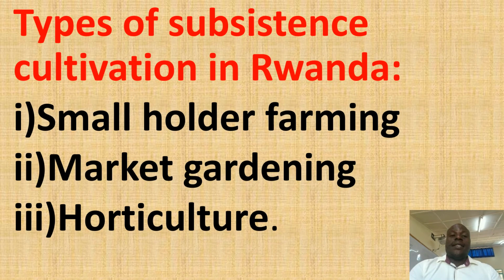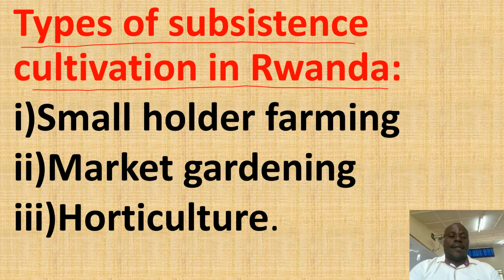Okay, class. In the previous lesson, we introduced agriculture in Rwanda, where we defined agriculture and identified two major branches of agriculture. We also briefly talked about subsistence cultivation in Rwanda, and we mentioned crops which are grown under subsistence cultivation. So this time let us look at types of subsistence cultivation in Rwanda.